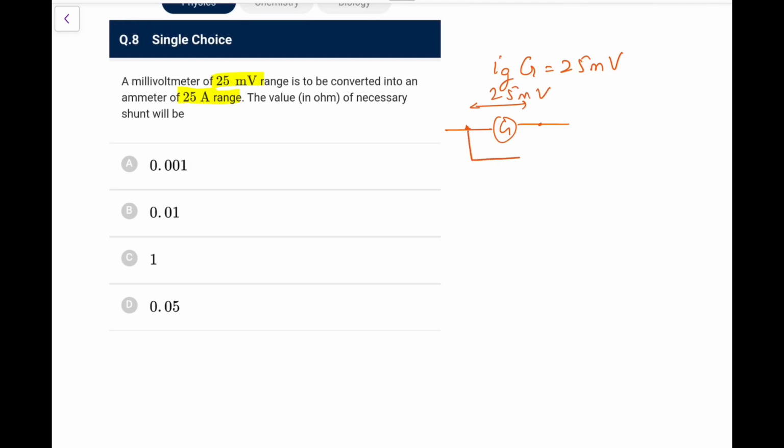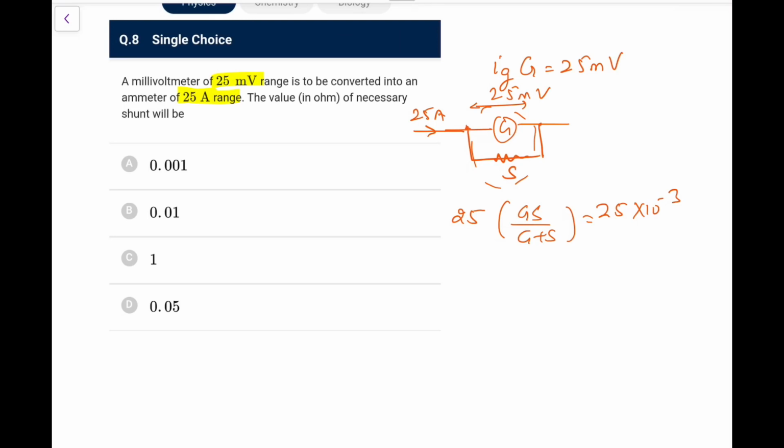Now what we have to do is add a shunt, because the ammeter range is to be increased, so that I we have to have is 25 ampere. So what I can directly say, still the voltage is going to be 25, so 25 into this combination GS upon G plus S, that would be equal to 25 millivolt, which is still 25 into 10 to the power minus 3, you can directly say.